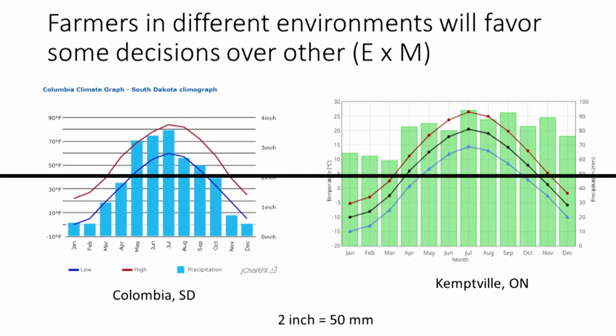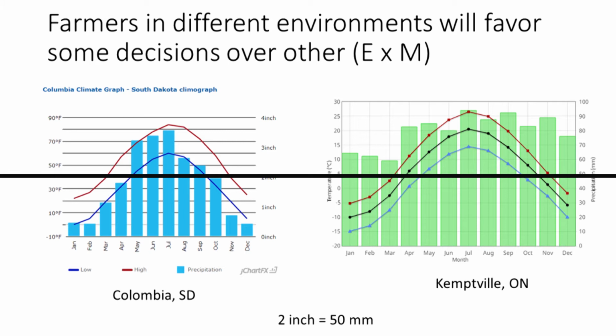So this black line I drew across allows you to compare precipitation between both climatographs. That's at the 2-inch or 50 millimeters of precipitation line. So in Columbia, South Dakota, most months have less than 50 mils of precipitation. In Kemptville, Ontario, and most parts of Ontario as well, there's never a month with less than 50 mils of precipitation. And this difference is most apparent in the winter months. Okay, it's much drier in South Dakota.